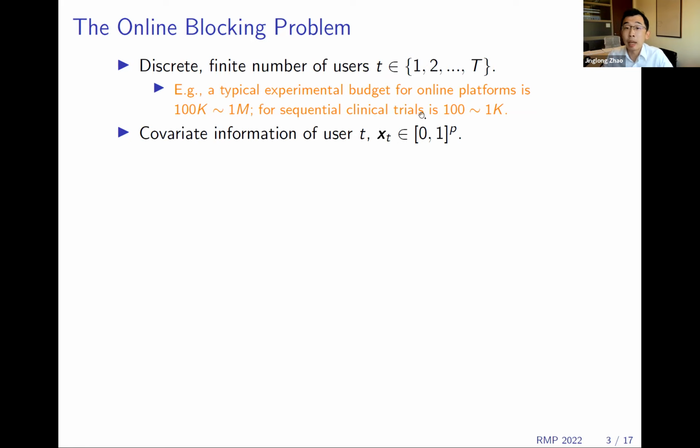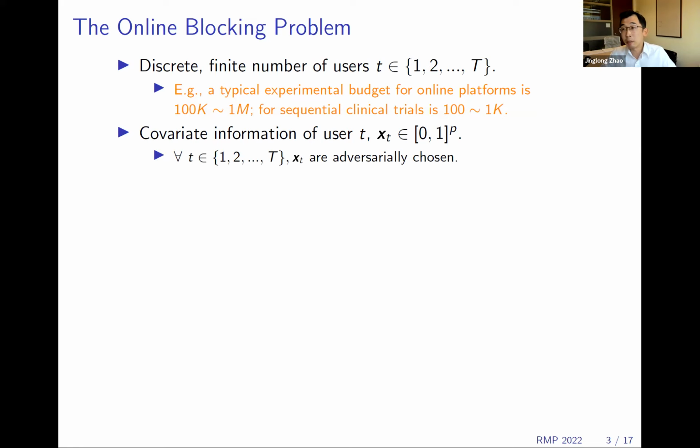And we're going to say that each user, which is indexed by the letter t, is captured by a p-dimensional covariate information. We normalize it to be bounded between 0 and 1, but this is without loss of generality. So in this paper, we model X_t, the covariate information of all the users, to be adversarially chosen.